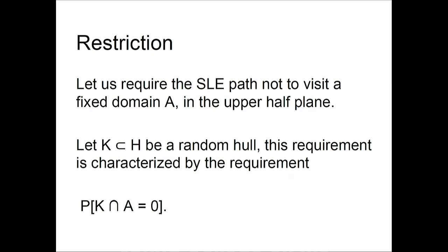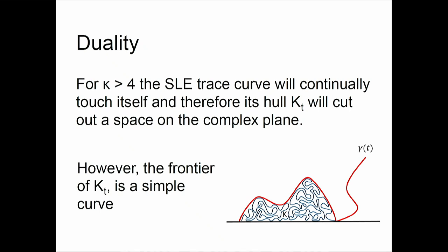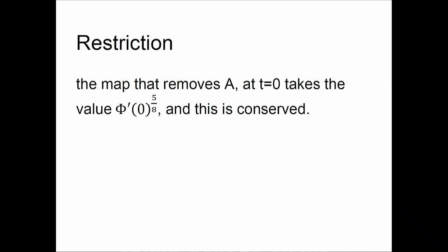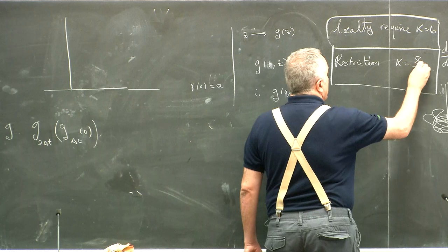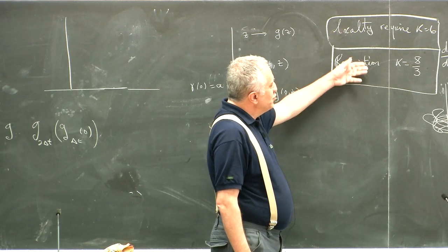The alternative, the sort of dual question to that, is that if I require the path to not visit a fixed domain A in the upper half plane. A similar question, slightly different from not knowing where it is, and you would expect that these two be related. Again, some calculation. And the answer comes out that restriction requires kappa equal to 8/3. So you might guess that these two numbers are related.